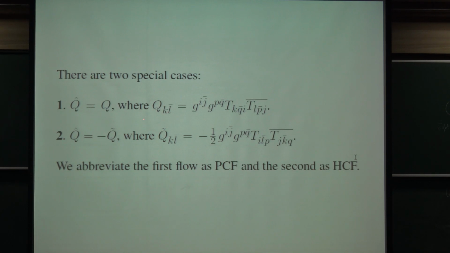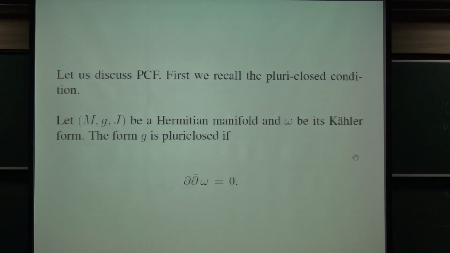They are of particular interest because they preserve certain special structures. That's these two quadratic functions given by these two. Okay. Let's say a little bit about the first case, the so-called Pluriclosed flow. So we call this the PCF. That means a Pluriclosed flow. So in the Hermitian case, we say a metric is pluriclosed if dd bar omega is 0.